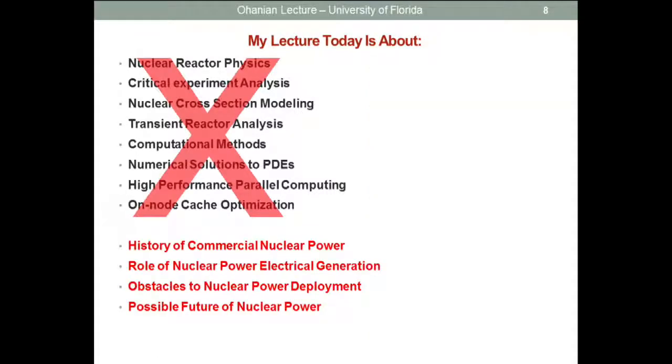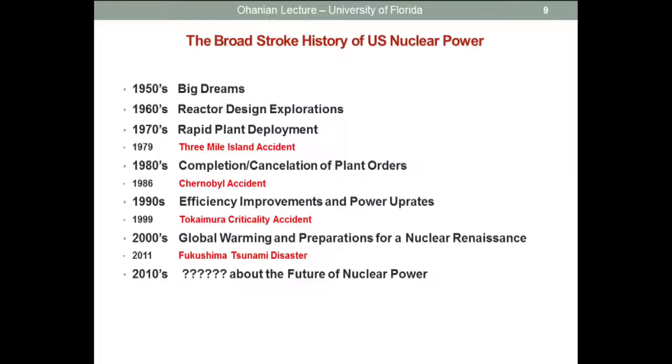Okay, so I am actually going to talk about a brief walk back through my view of the commercial history of commercial nuclear power, the role of nuclear power, and what the future might look like for that.